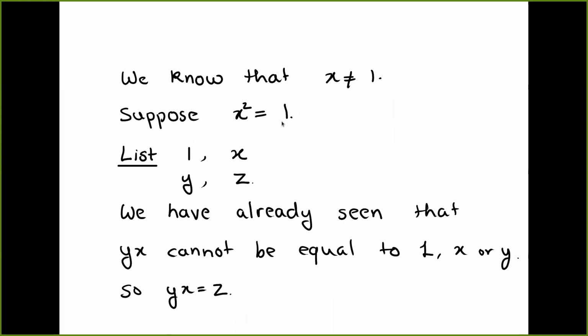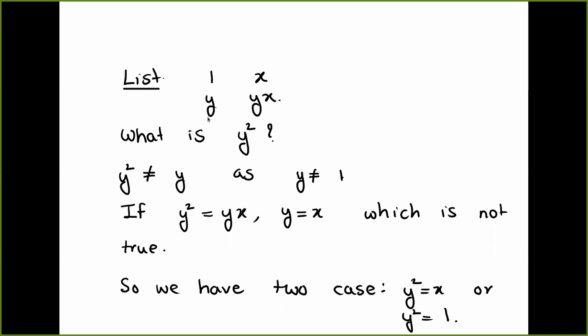Suppose x squared is equal to 1. Then I will write out my list like this: 1, x, y, and z. Okay, so what is yx? Again, the same question as before. Well, we have already seen that yx cannot be equal to 1, it cannot be equal to x, it cannot be equal to y. See, earlier when I was talking about groups of order 3, my problem was that when it came to finding out what is yx in this situation, x squared equal to 1, I ran out of elements. But now I have a third element, which is z. So I can just say yx cannot be equal to 1, x, or y. So then it has to be equal to z. So let's say that yx equals z. And so my list actually looks like this: 1, x, y, and yx.